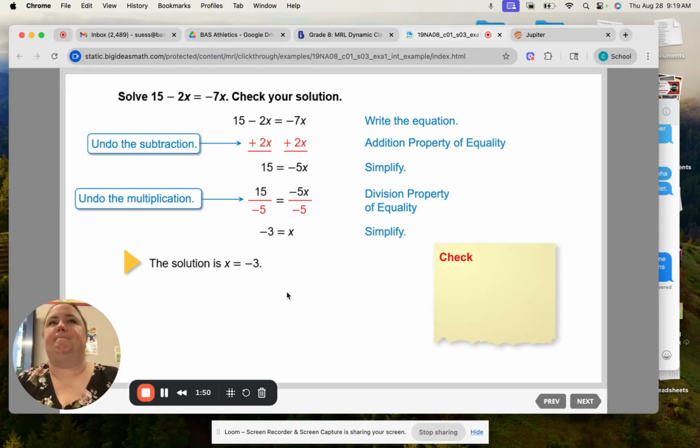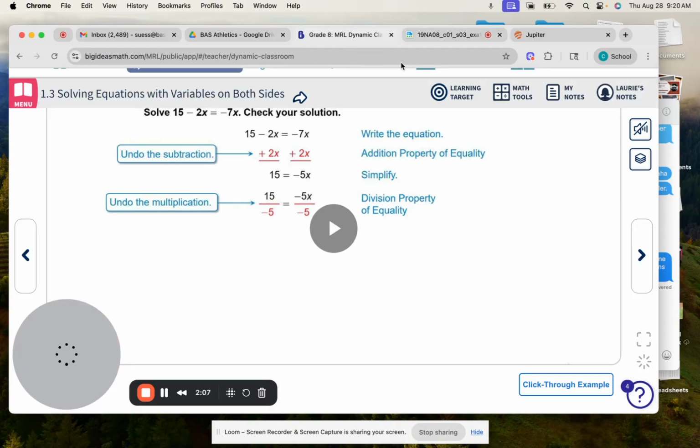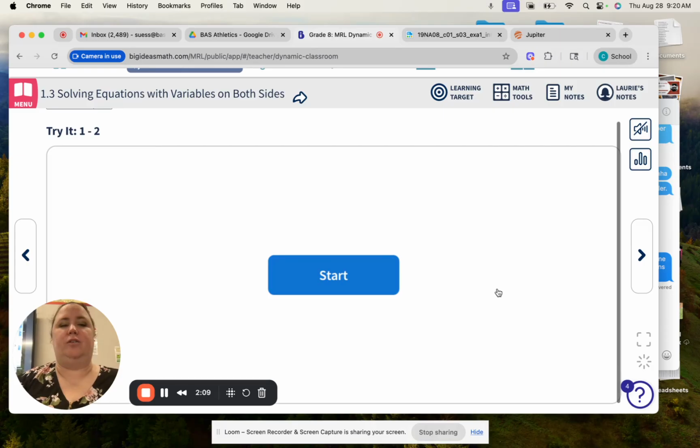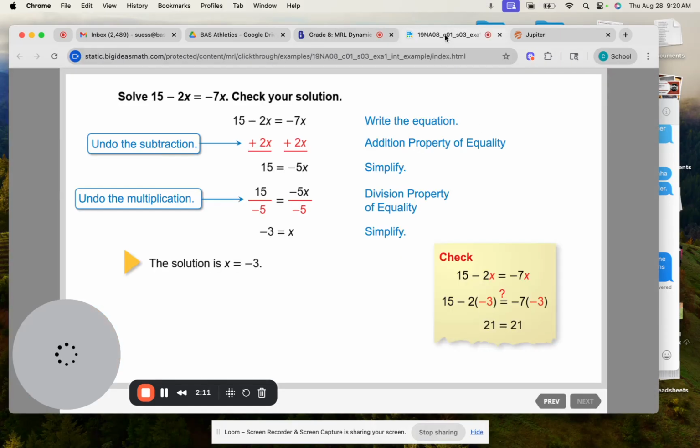Make sense? What questions might you have? Good? I see some furrowed eyebrows. That just means I'm confused. All right. If you've got it, go ahead and go try it's 1 and 2. Does anybody need me to leave the example up longer so you finish writing it? Everybody got it? Excellent.